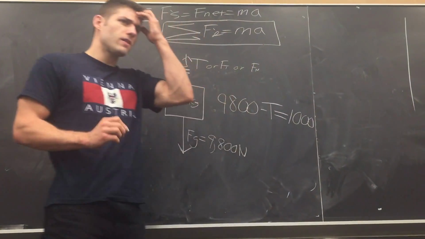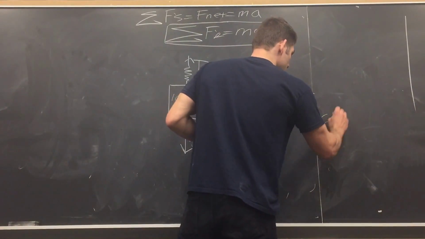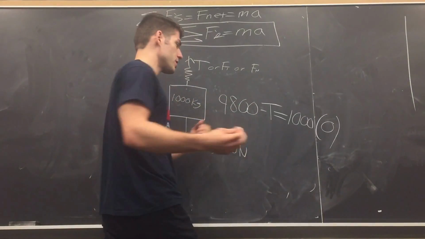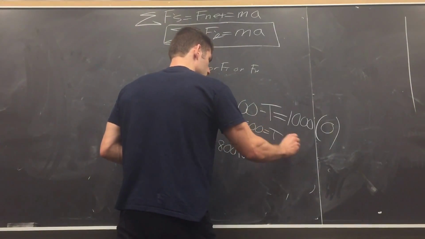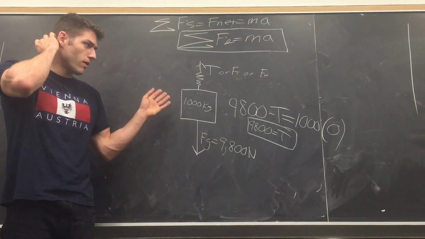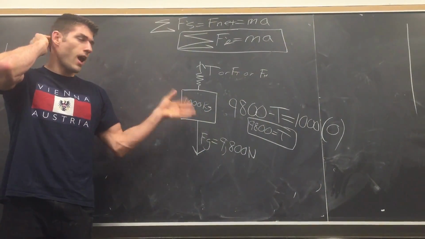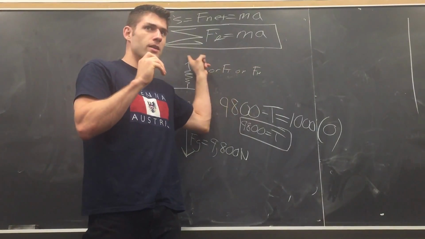and it's moving down at constant velocity, so the acceleration? 0. So this is kind of the same example that I just did with the force friction. We're going to say that 9,800 is equal to the tension. And you set it up just like that. It doesn't have to be any more convoluted. Honestly, this formula simplifies the crap out of everything.